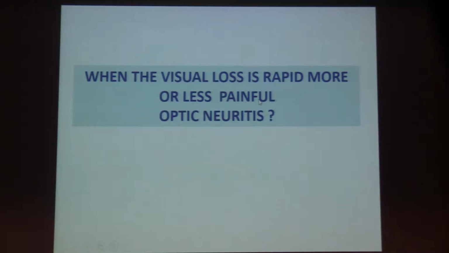So I will give you some clues according to clinical presentation, which is the most important thing you have to know, because depending on the clinical presentation, you will organize your protocol. The first clinical presentation is a patient that is coming because there is a rapid visual loss, more or less painful. And the question is, is it or not an optic neuritis?